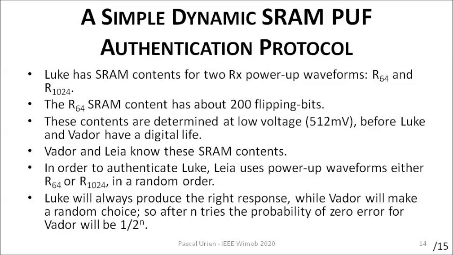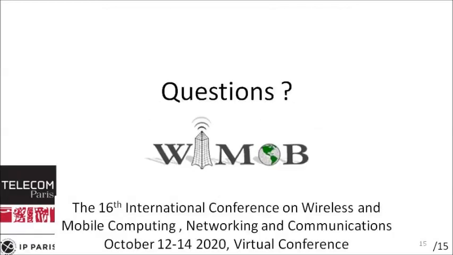Lux will always produce the right response, while Vador will make a random choice. So after n tries, the probability of 0 error for Vador will be 1/2 power n. Thank you for your attention.